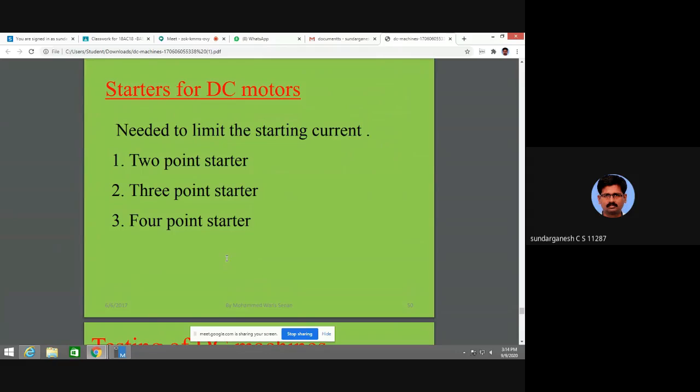These are the speed control methods we saw briefly. In the next class, we will see the speed control methods and their categories, also with the diagrams. Next one, what are the starters?